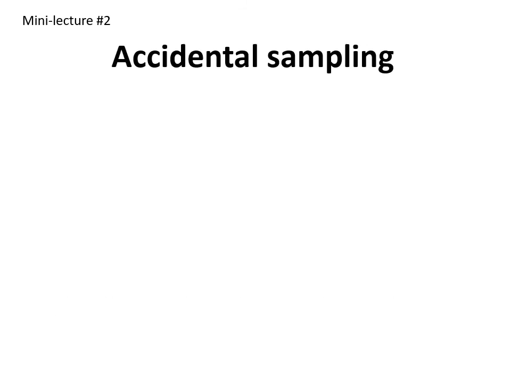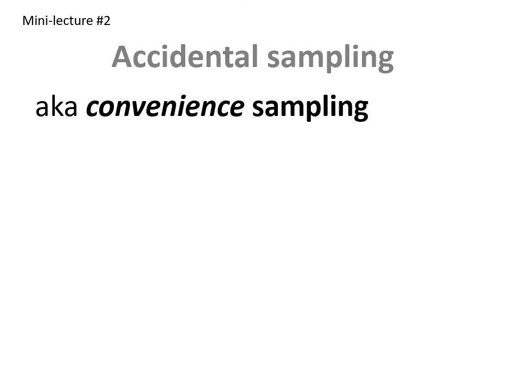So the first and most common, the first kind that Spicker talks about, and the most common that I've seen, certainly mentioned in students' proposals, is something called accidental sampling, or sometimes it's known as convenience sampling. So if you stand outside the door of a store and stop people and ask them to complete your survey, that's generally an example of convenience sampling.